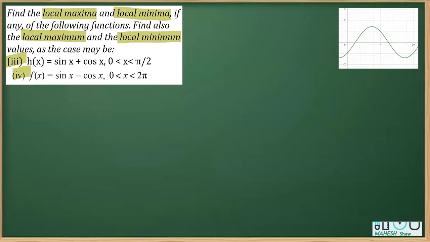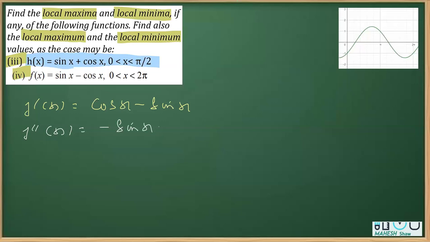In the first question, h(x) is given as sin x plus cos x, where x varies from 0 to pi by 2, that is the first quadrant. So the very first thing that we will do is to find f dash x. From here I can see f dash x: sin x derivative is cos x, and cos x derivative is minus sin x. Now, we'll also find its second order derivative to be used later, f double dash x. Cos x derivative is minus sin x, minus as it is, and sin x derivative is cos x. That's what we get from the second order derivative.